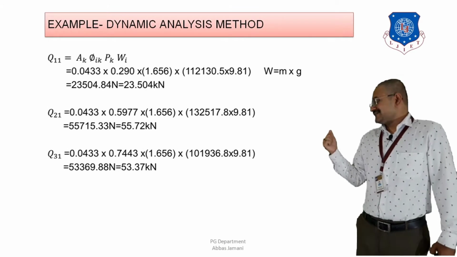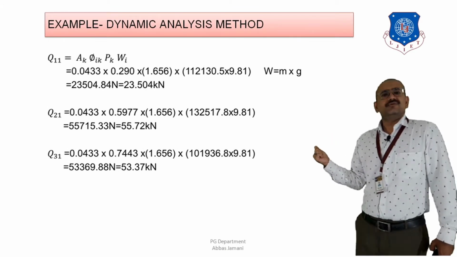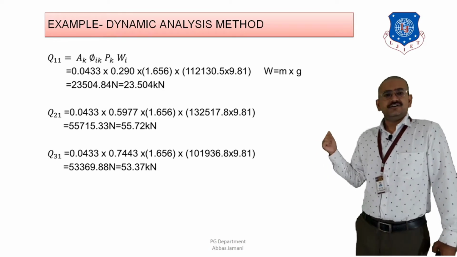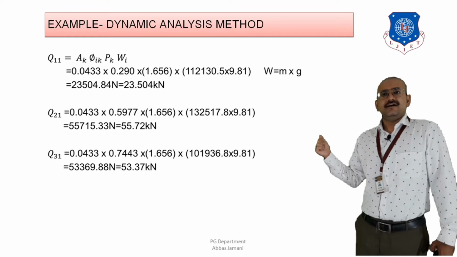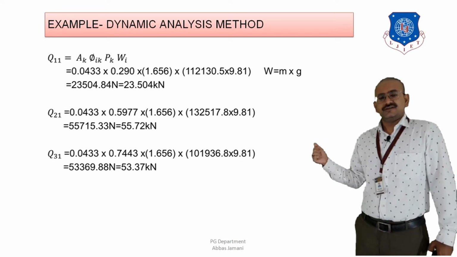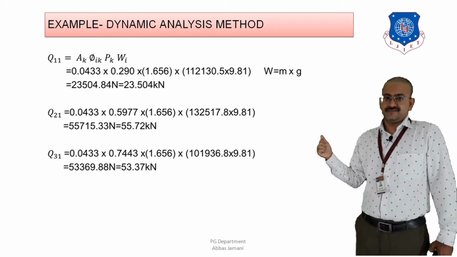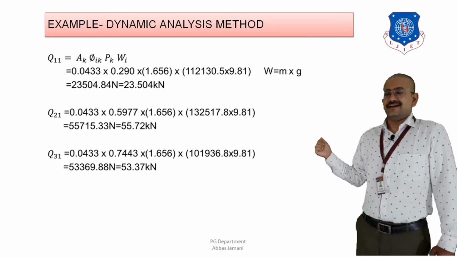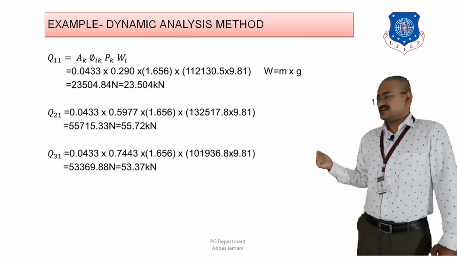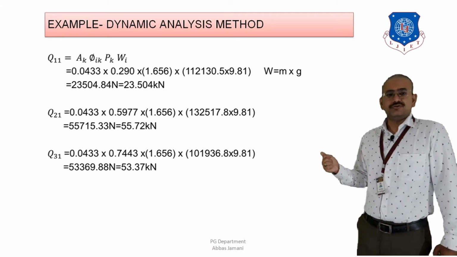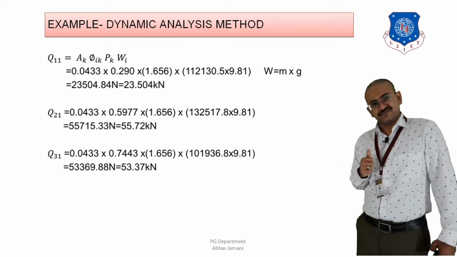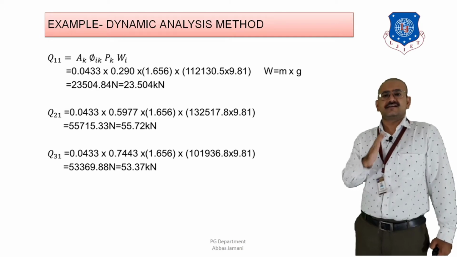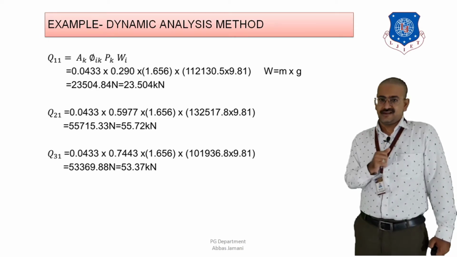Right? Then if these values are available to us, then I can calculate the value of lateral loads at each story level, that is Q11, Q21, Q31, where 1, 2 and 3 are indicating the floors and 1 is indicating the mode shape. Right? So substituting these values, I will get the value of Q11 is equal to 23.54 kilonewton, Q21 is equal to 55.72 kilonewton and Q31 is equal to 53.37 kilonewton. Right? So this is how the design lateral forces corresponding to the first mode are calculated.